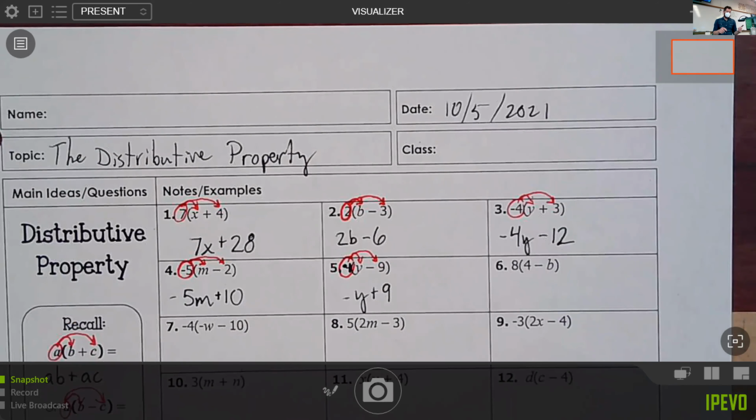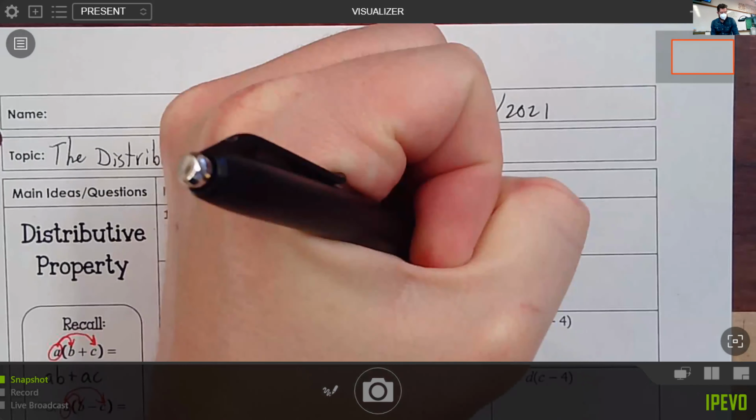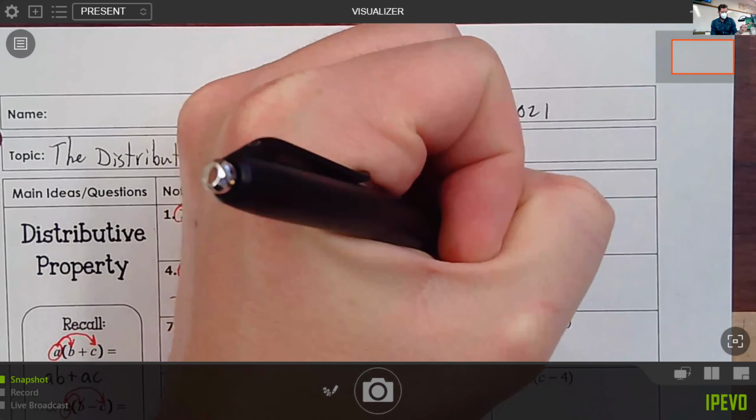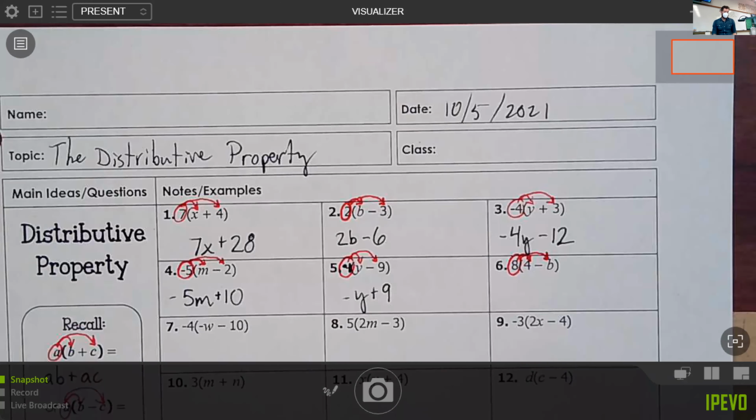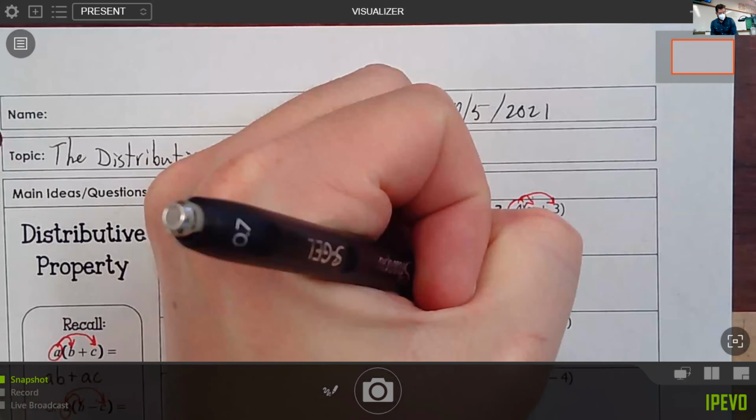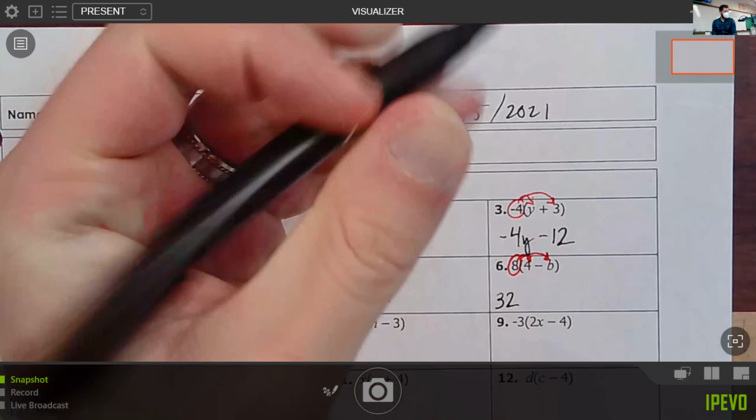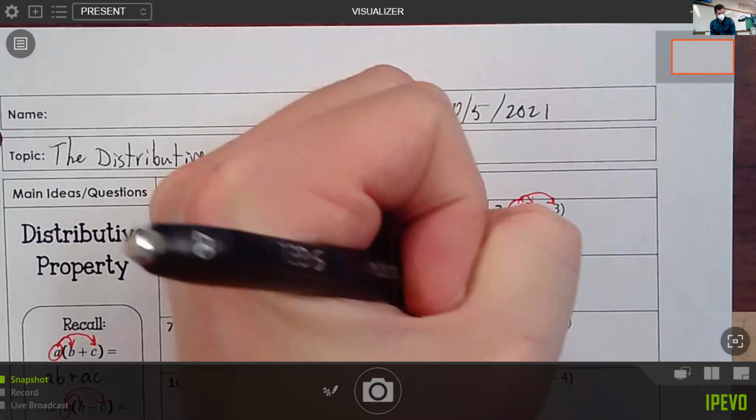All right, number 6, we have 8 times the quantity 4 minus b. 8 times the quantity 4 minus b. So we're going to multiply. We're going to have 8 times 4, which is 32. 8 times a negative b would be a minus 8b.